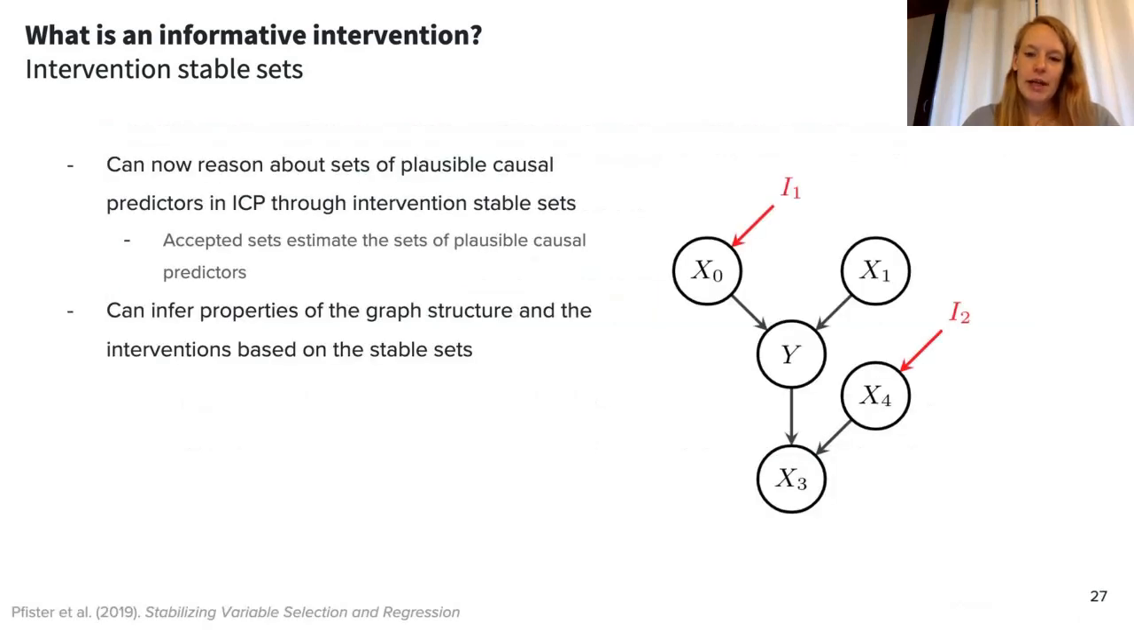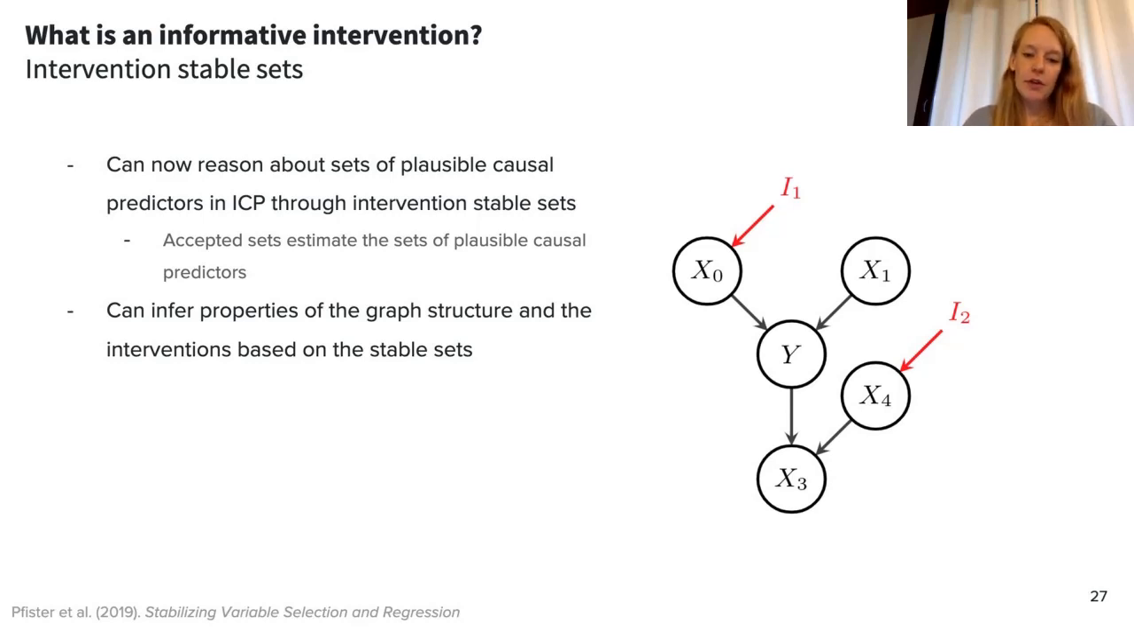So what have we gained? We can now reason about these sets of plausible causal predictors in ICP through intervention stable sets and these graphical criteria. To clarify, when we run ICP in practice, there are a number of sets for which we fail to reject the null hypothesis, and these are the accepted sets. These are estimates of the sets of plausible causal predictors. Now that we have these relationships, we can infer properties of the graph structures and the interventions based on the stable sets, and then use them in the context of ICP.